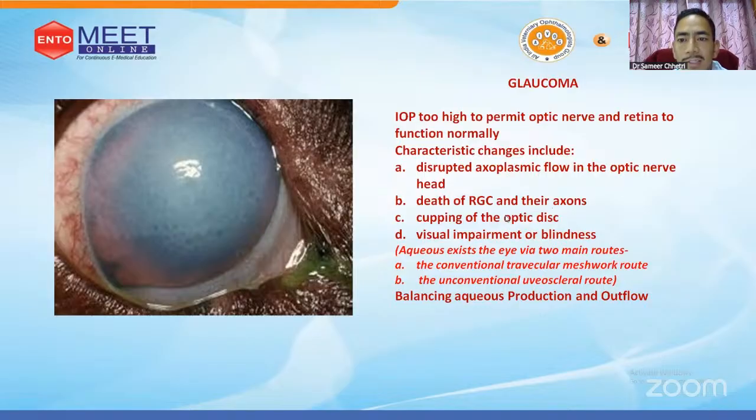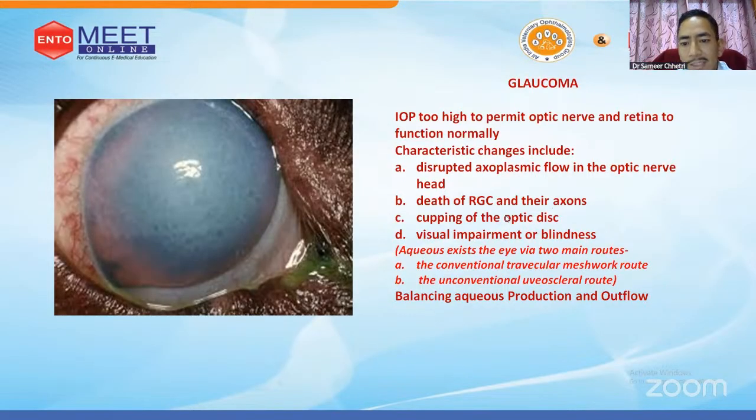So what are the characteristic changes we see during glaucoma? There's disrupted axoplasmic flow in the optic nerve head. There's death of the retinal ganglion cells and their axons. There's cupping of the optic disc. There's visual impairment or blindness.